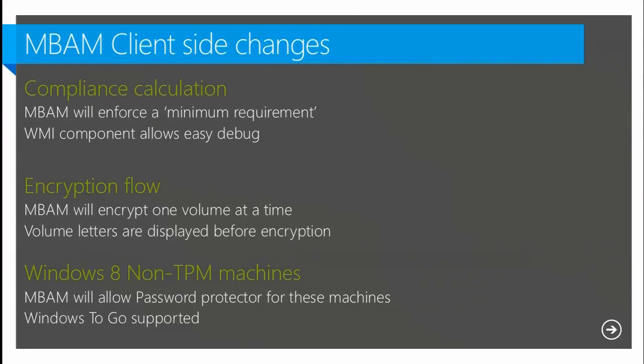And then last, for Windows 8 non-TPM machines, we mentioned that before, we support Windows To Go. The only protector supported there is the password protector. And along with Windows To Go, we support non-TPM machines. The important thing to note there is if the machine has TPM, it will look at the TPM protector policy. If it doesn't have TPM, then if you allow that checkbox to be checked and say, yeah, I want to enforce passwords, that's when we allow passwords on the OS drive.